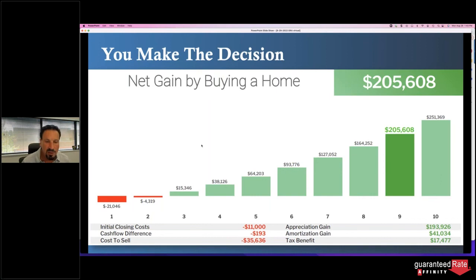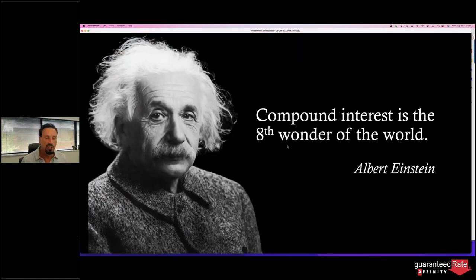Now, in this crazy example, you might say to the customer, hey, look, if you think you're going to move within 2 years, probably should be looking at renting. But if you're going to be there longer than 2 years, clearly the better choice is to buy. And this is something that your GRA professional can do with you, because we have to show why compound interest is, as Albert Einstein said, the 8th wonder of the world.